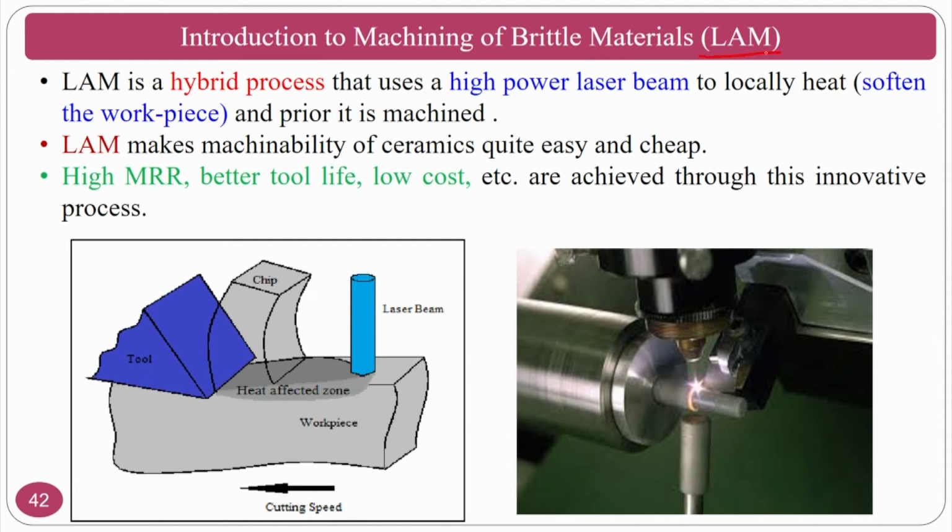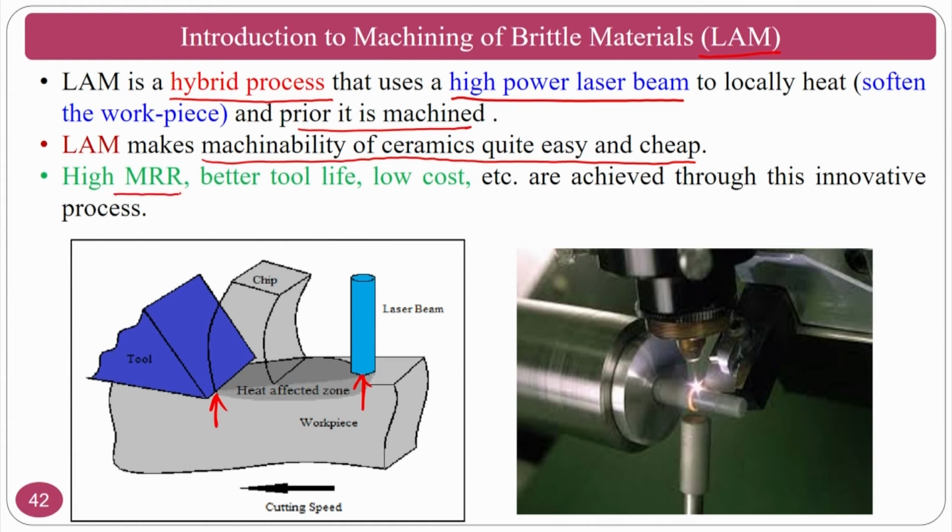That is where you are applying a laser ahead of your cutting tool. This is the laser ahead of your cutting tool, so that you are softening your workpiece, then doing the machining operation. Okay. So laser assisted machining is a hybrid process that uses a high power laser beam locally to soften the workpiece prior to machining. Laser assisted machining makes the machinability of ceramics quite easy and cheap. Okay. Because otherwise the component itself will fail.